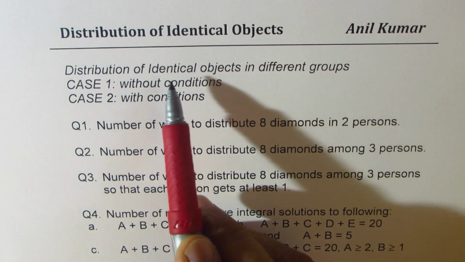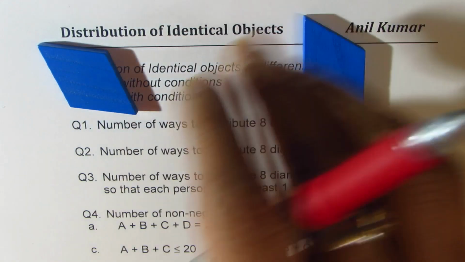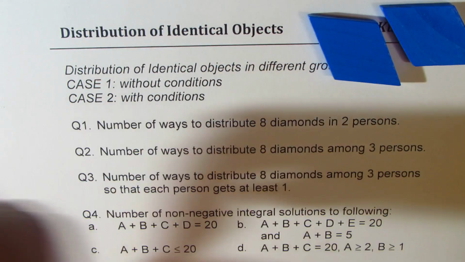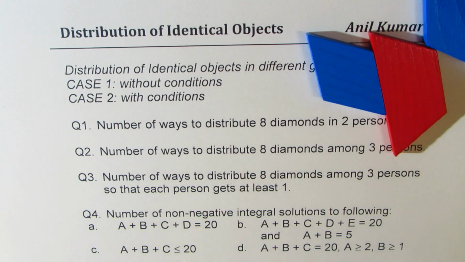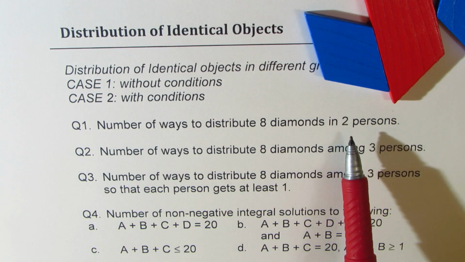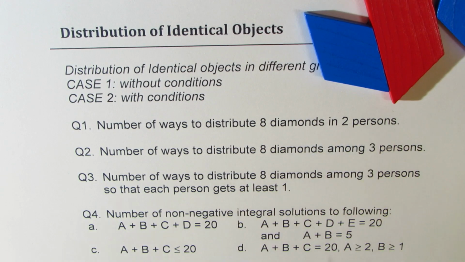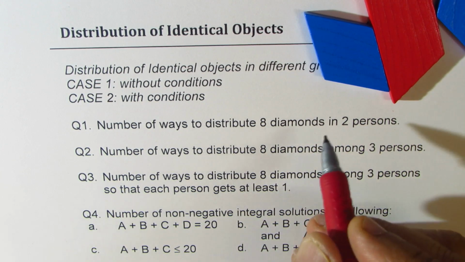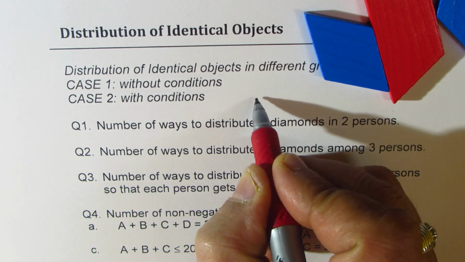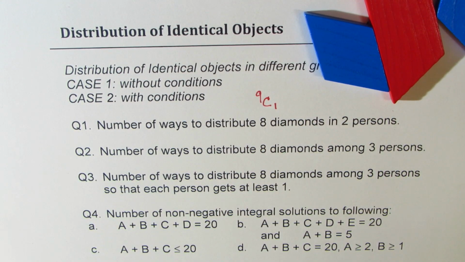So we talked about identical objects, which were diamonds for us, right? These diamonds. And then we had these separators to separate them. With and without condition. First two examples are without condition. Number of ways to distribute 8 diamonds in 2 persons. So we need one separator. So we get this time 9C1. There were 9 ways, correct?